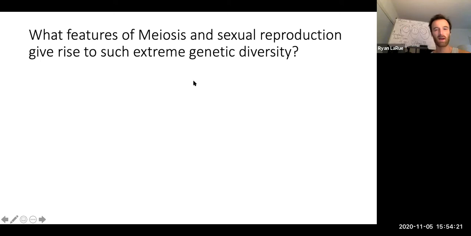Wonderful. Crossing over, absolutely. And independent assortment. Those are the main ones. Also, the union of a sperm cell and egg cell is random as well. There are no sperm cells or egg cells that have an advantage, you could say, in being fertilized and making the new offspring. It's a textbook thing, but I do like to include it. That's a completely random process.